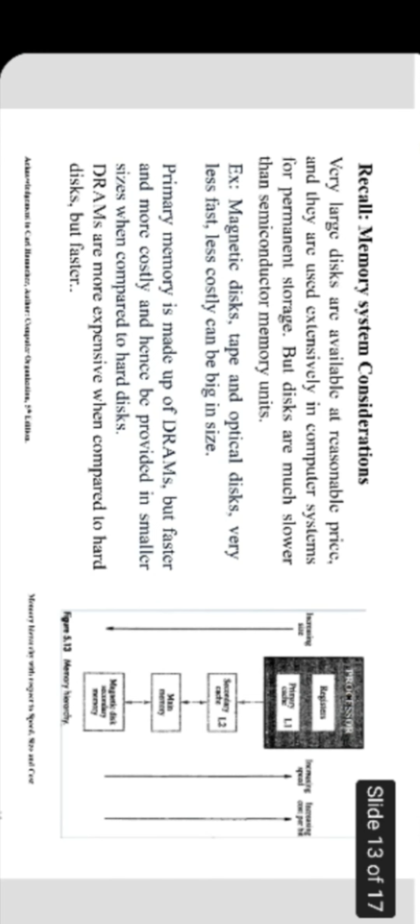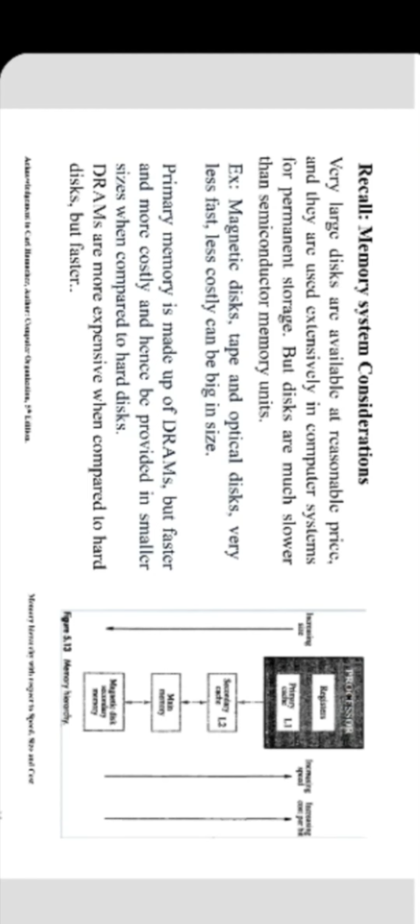So we shall recall from the discussion on memory hierarchy what the memory system considerations are. Very large disks are available at reasonable price. They are used extensively in computer systems for permanent storage, that is hard disks, but they are slower when compared to semiconductor memory units. Examples of secondary storage devices are magnetic disks, tape and optical disks. They are slower, less costly, but can be bigger in size.